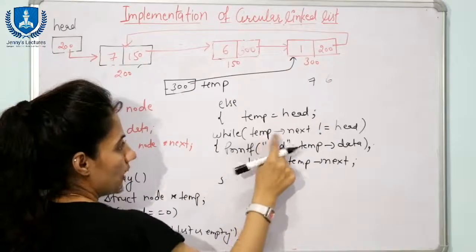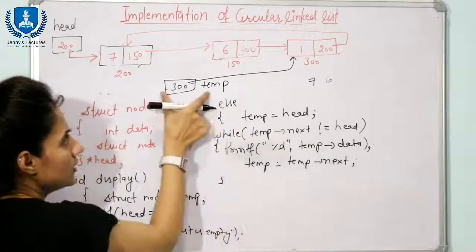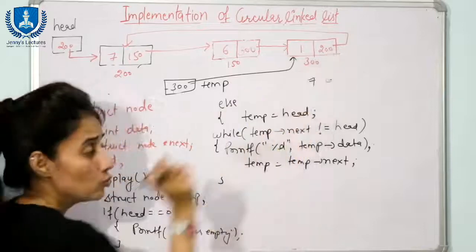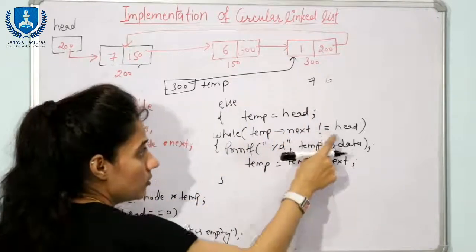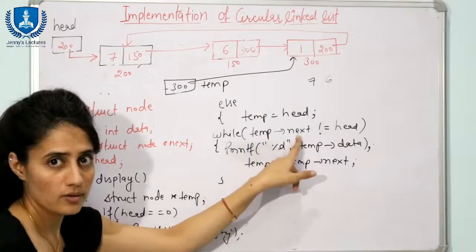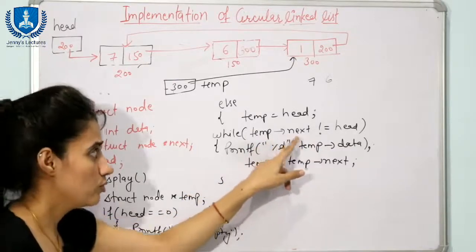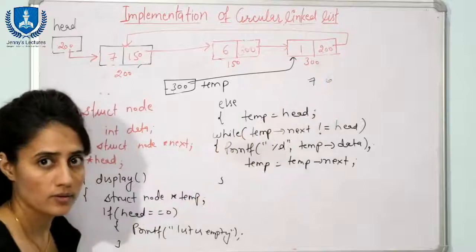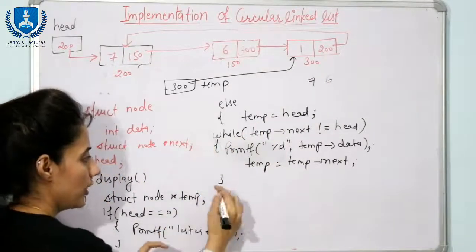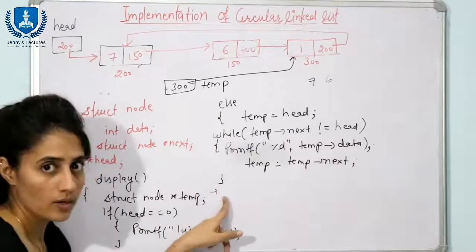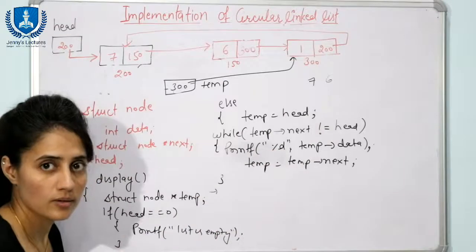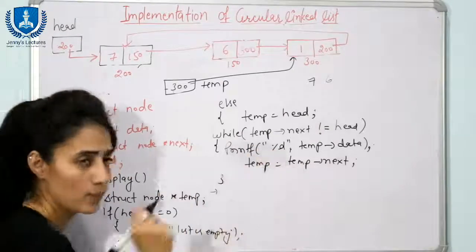Now again the while loop, temp next not equal to head. Now what is temp of next? Temp is pointing to this node and the next part is this one, that is 200. But 200 is not equal to 200. So this condition is not true now. Fine. So we cannot enter into this loop, because in temp next we have 200. So now we are going to exit from this loop, right? But now we have printed only 7 and 6. 1 I want to print, right? And using this I cannot print this thing.